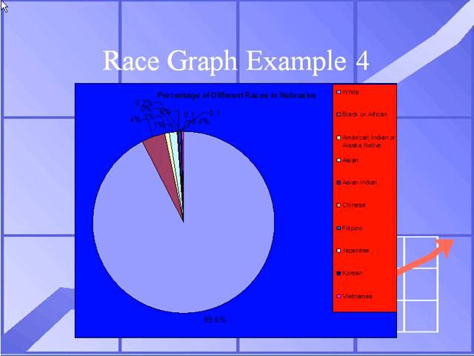So this is a breakdown of the different races in Nebraska. Well, first of all, color-wise, it's really hard to read the black print on the dark blue background. White would have been better. Bolder font would have been better. The red clashes with the blue and is hard on the eyes.